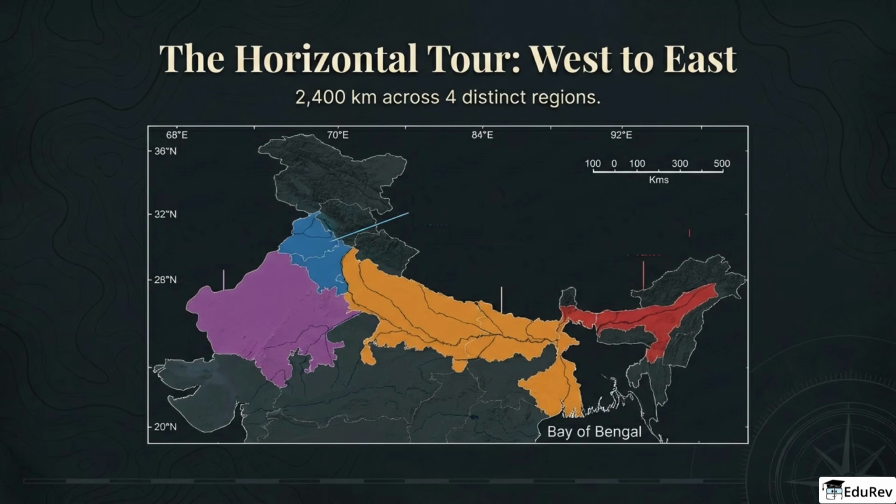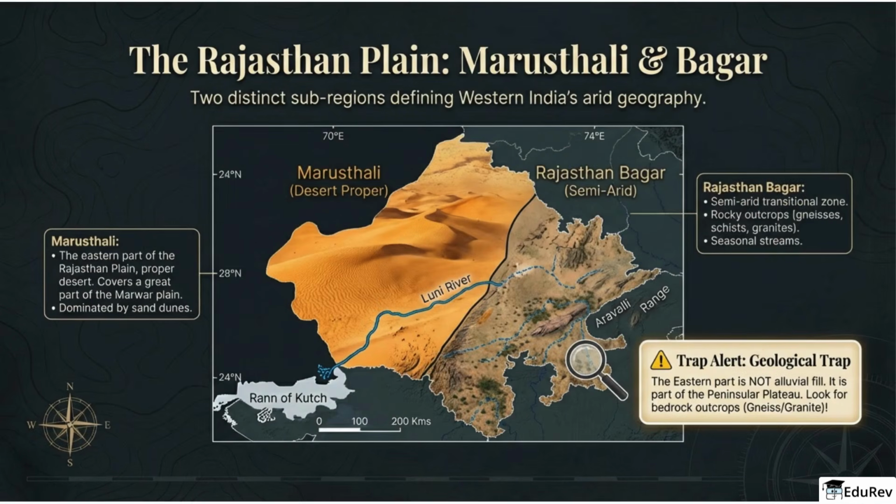Now that the internal zones are clear, take the horizontal tour west to east. This belt runs about 2,400 kilometers across 4 distinct regions: Rajasthan Plain, Punjab-Haryana Plain, Ganga Plain, and Brahmaputra Plain. Keep the Bay of Bengal endpoint in mind because the system ultimately drains into it. Now zoom into the first region in the west. The Rajasthan Plain has 2 distinct subregions defining Western India's arid geography.